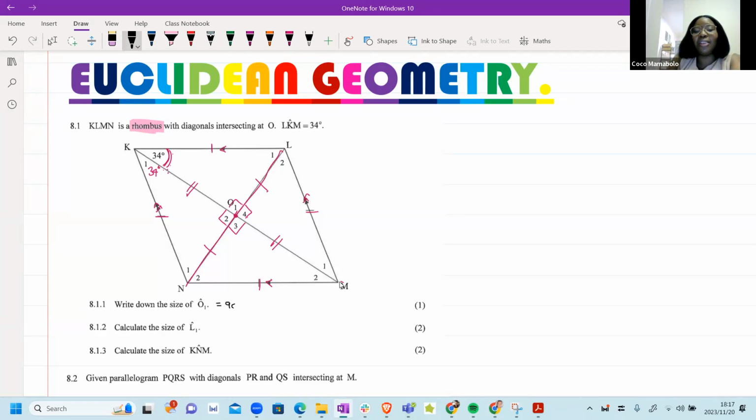O1 is equal to 90 degrees because the diagonals bisect at a 90-degree angle. Right. Now it says, calculate the size of L1. What did we get for L1, everyone? Let me know in the chat. I can use the triangle KOL to get the answer I want. What is the angle for L1? Correct, part 2. That's it. Good. This angle over here, L1, is equal to 56 degrees.